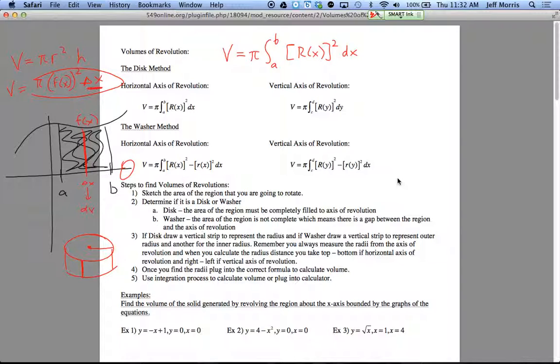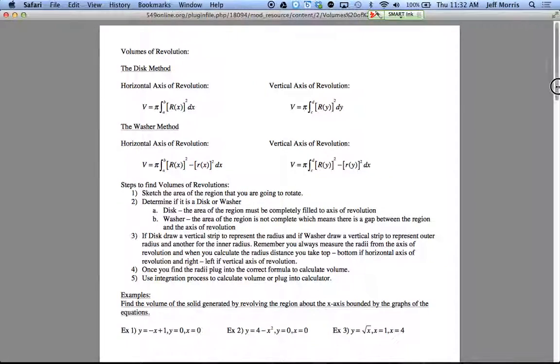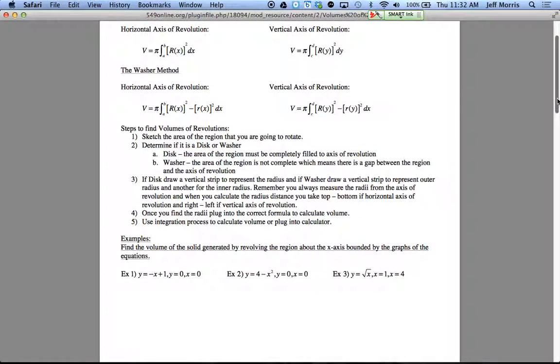All right, let's go through the steps and we'll look at some of the examples you were supposed to try and set up. So we have the 4 formulas there. Here's the steps to find volumes of revolution. Step 1 is going to be to sketch the area of the region you're going to rotate.